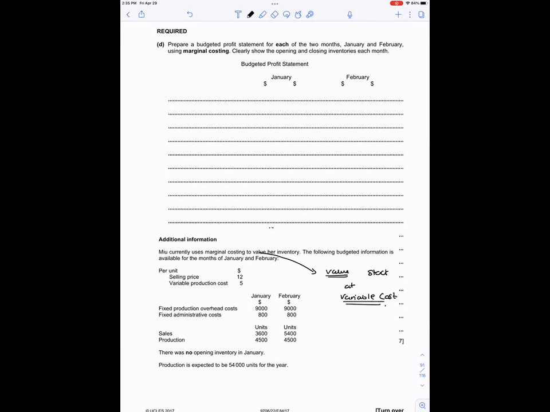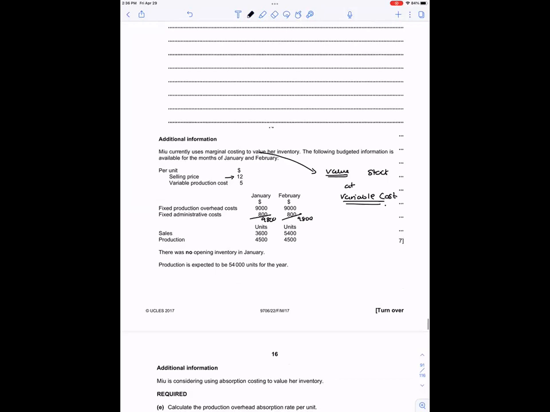I have been given the following budgeted information for January and February. Selling price is 12. Variable cost is 5. Okay. There is fixed production overheads in January and February, same amount. Fixed administrative costs, January and February, same amount. So the total fixed cost is how much? For Jan, it is 9,800 and for Feb, it is 9,800.